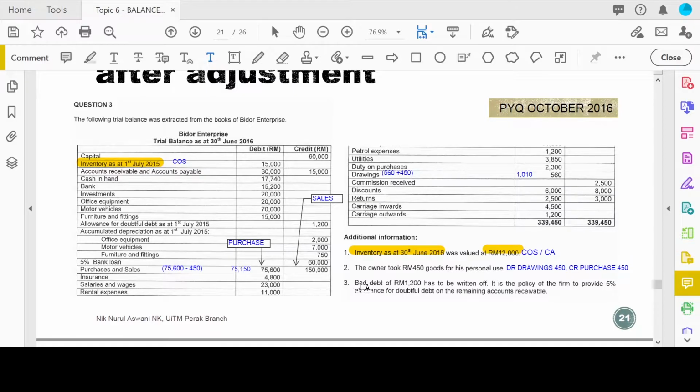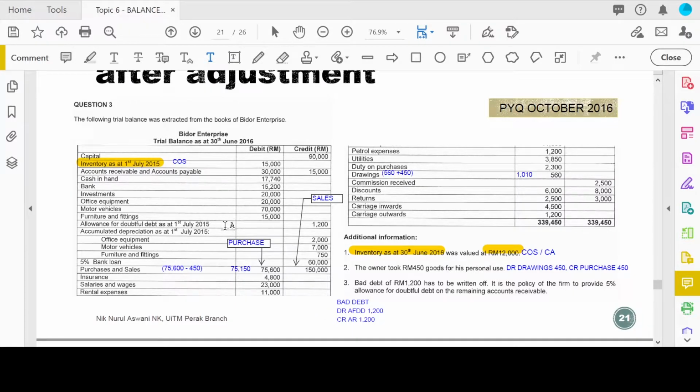First we prepare the adjusting entry for bad debt. So what would be the adjusting entry for bad debt? It will be debit allowance for doubtful debt of 1,200, and then you are going to credit account receivable, which I put as AR, 1,200. Meaning that from this transaction, the adjustment would be to debit allowance for doubtful debt.